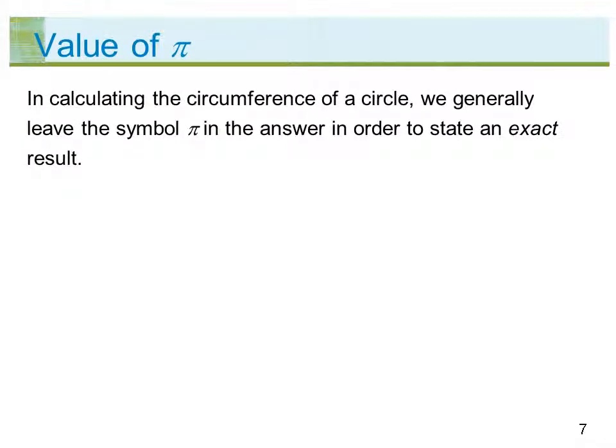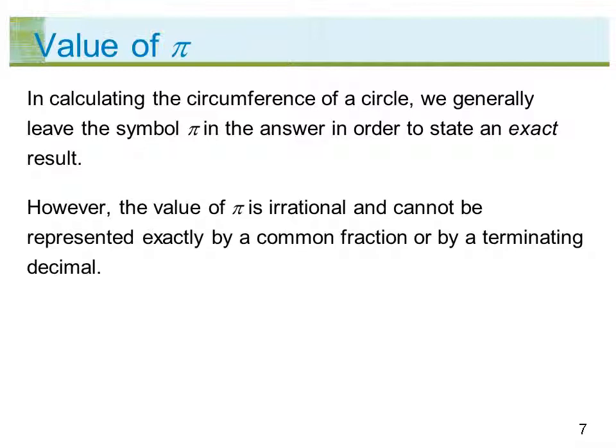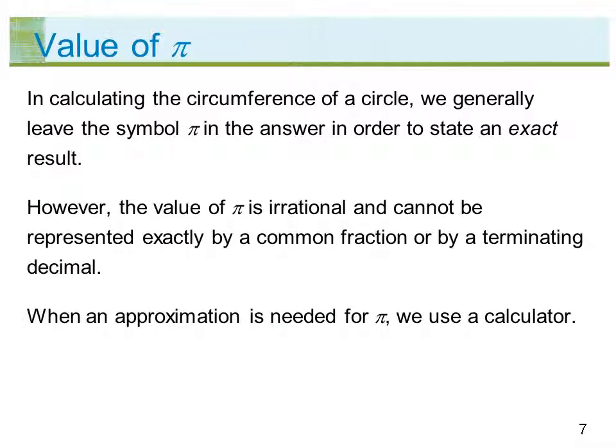In calculating the circumference of a circle, we generally leave the symbol pi in the answer in order to state an exact result. However, the value of pi is irrational and cannot be represented exactly by a common fraction or by a terminating decimal. When an approximation is needed for pi, we use a calculator.